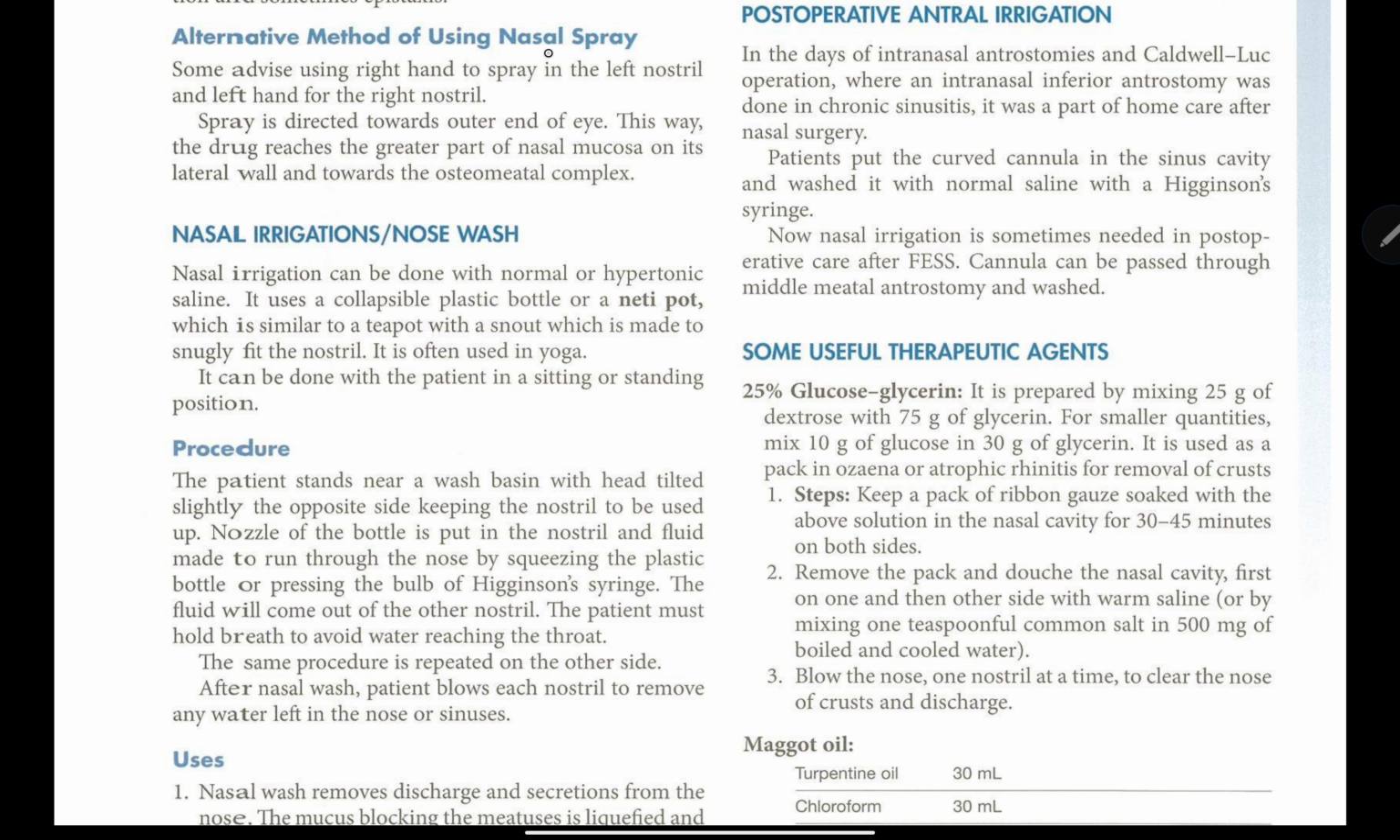Alternative method of using a nasal spray. Some advise using the right hand to spray in the left nostril and the left hand for the right nostril. The spray is directed towards the outer end of the eye. This way the drug reaches the greater part of the nasal mucosa on its lateral wall and towards the osteomeatal complex.